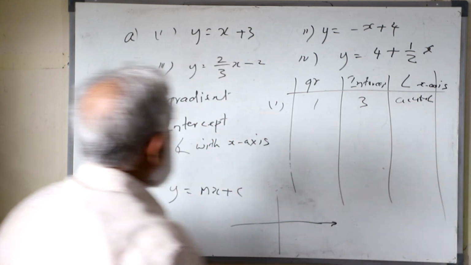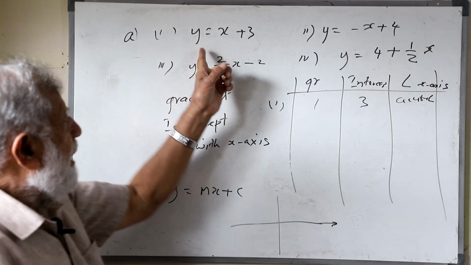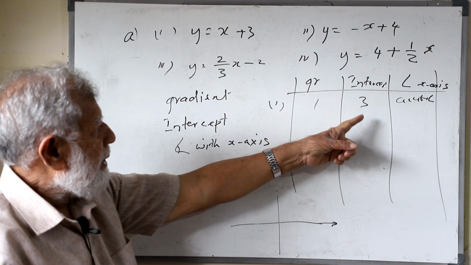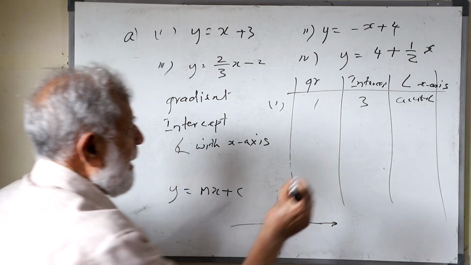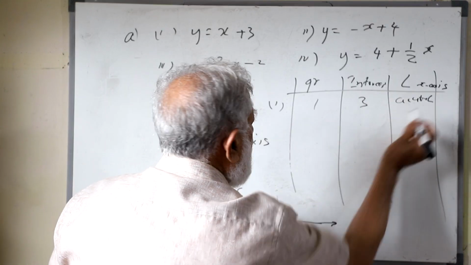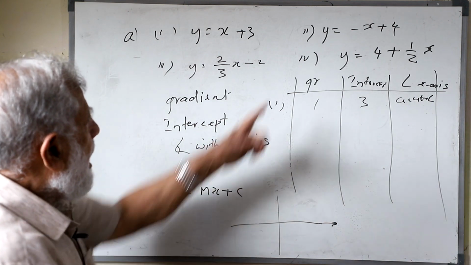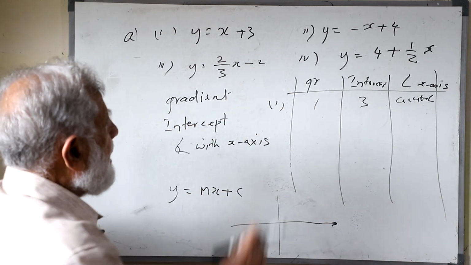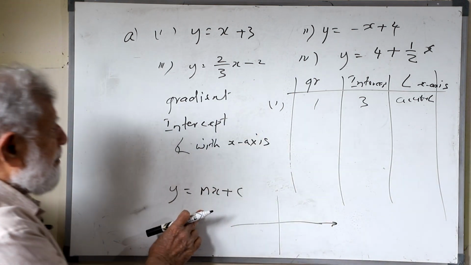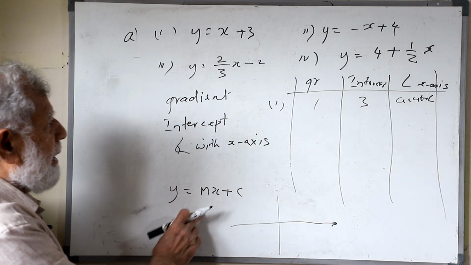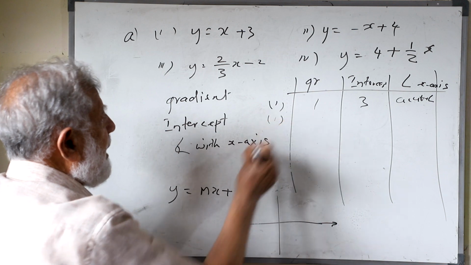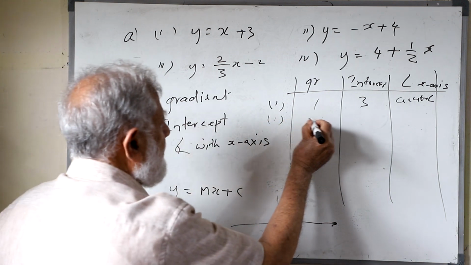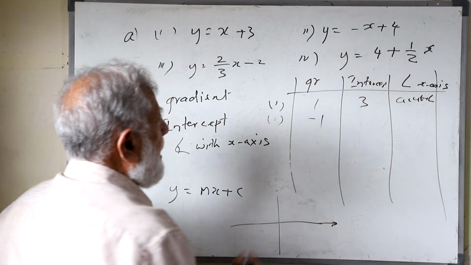So for the first one, gradient is 1 and intercept is 3 and it makes an acute angle with the x-axis. Second one, y is equal to minus x plus 4. Here this is in the form of y is equal to mx plus c, so easily we can tell the gradient. The gradient is minus 1, minus x is minus 1.